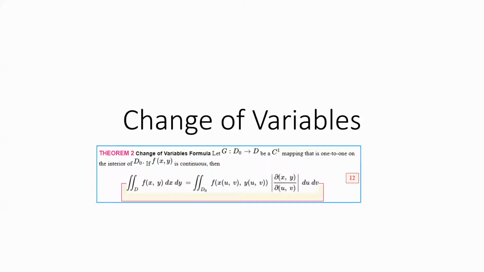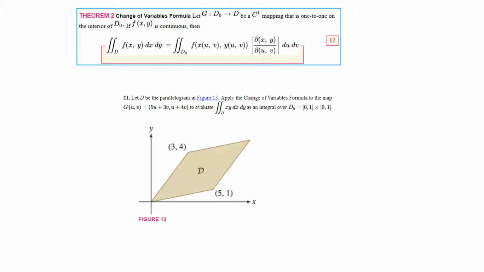So when we're seeing it for the first time, it looks yucky, but it's really just the two-dimensional version of a U substitution from first semester calculus. So we did one example in class. Let's look at another example.